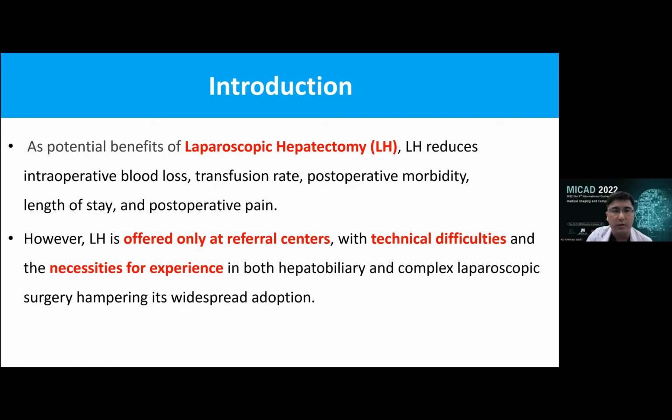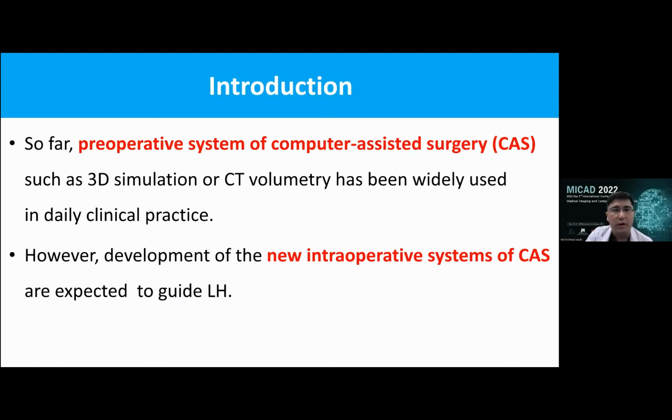However, LH is offered only at referral centers with technical difficulties and the necessity for experience in both hepatobiliary and complex laparoscopic surgery, hampering its widespread adoption. So far, preoperative systems of computer-assisted surgery, which we call CAS, such as 3D simulation or CT volumetry, have been widely used in daily clinical practice. However, development of new intraoperative systems of CAS is expected to guide LH.